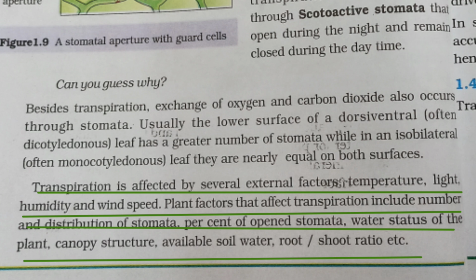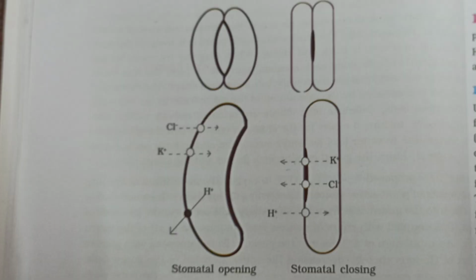One is temperature, light, humidity, wind speed. Factors that also affect transpiration include distribution of stomata, percent of opened stomata, water status of the plant, canopy structure, available soil water, and root-shoot ratio. Now we can discuss the opening and closing of stomata.